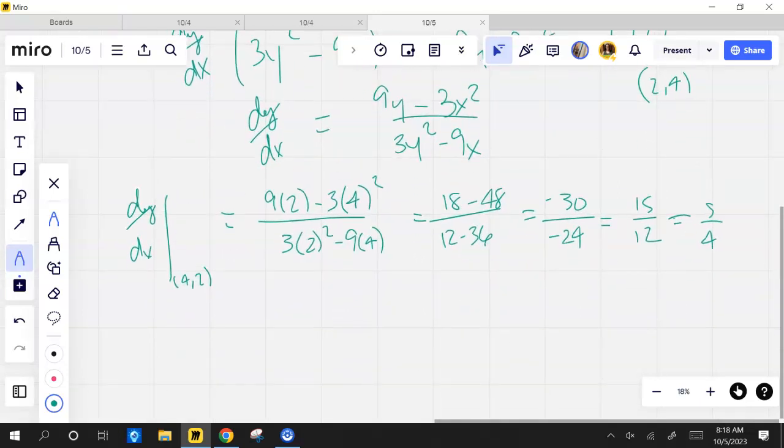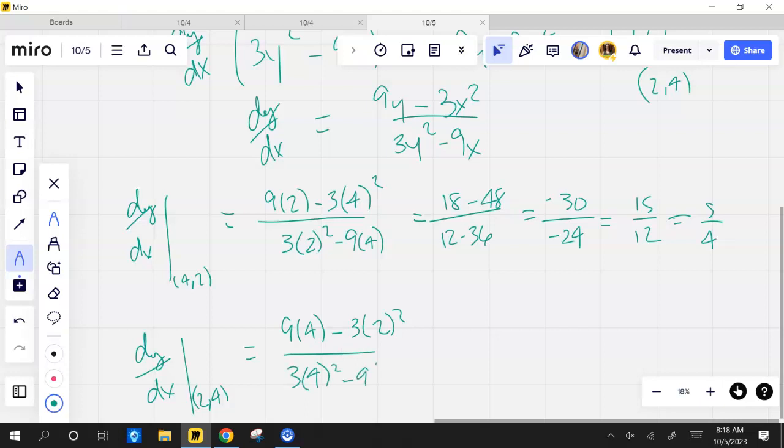And then it said the slope at 2, 4. 9 times 4 minus 3 times 2 squared over 3 times 4 squared minus 9 times 2. So just flip them over. Make sense?